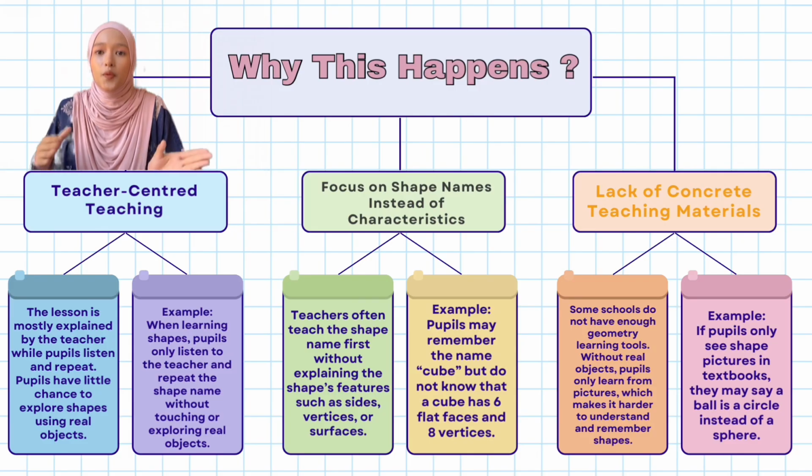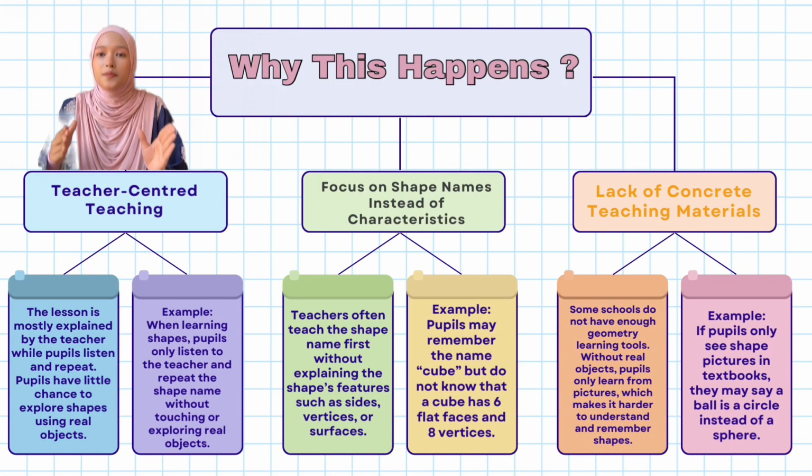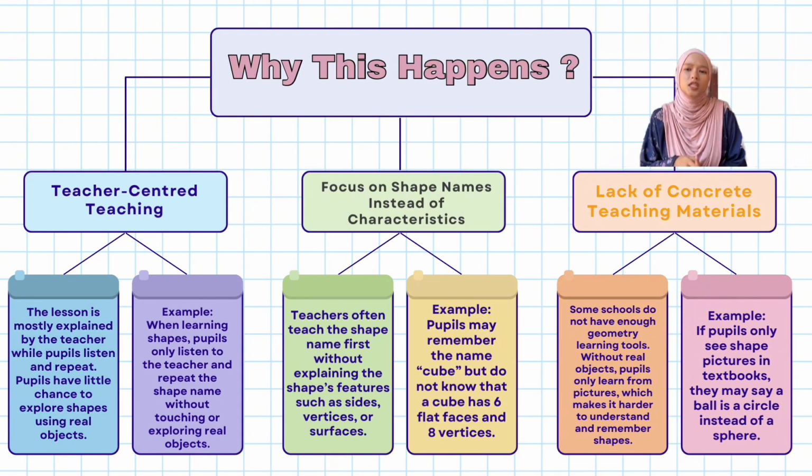For example, when learning shapes, pupils only listen to the teachers and repeat the shape name without touching or observing real objects. Because of this, people become passive learners and only memorize the information. Okay, second, teachers often focus on teaching the shape names instead of explaining the characteristics of the shapes.